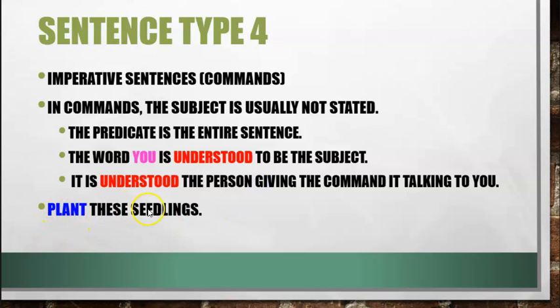For example, plant these seedlings. Plant is your verb. The whole thing is predicate. Plant these seedlings, the entire sentence is nothing but predicate. Why? Because we understand that when somebody says plant these seedlings, they mean you plant these seedlings, and so the understood you is your subject. The sentence does have a subject. It's just not written into it. What we do is note it in front of the sentence, usually in parentheses, the word you, to show we understand the subject of the sentence is you. It's just not being stated or written.